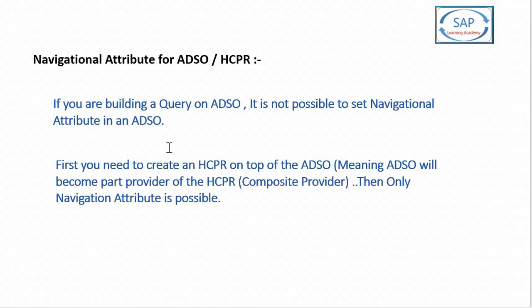So how can you solve this problem? Then you need to create a HCPR. So first you have to create a HCPR on top of the ADSO, meaning that ADSO will become the part provider of this HCPR, and then only you can access the navigation attribute. So now I will be showing you step by step how you can build this.